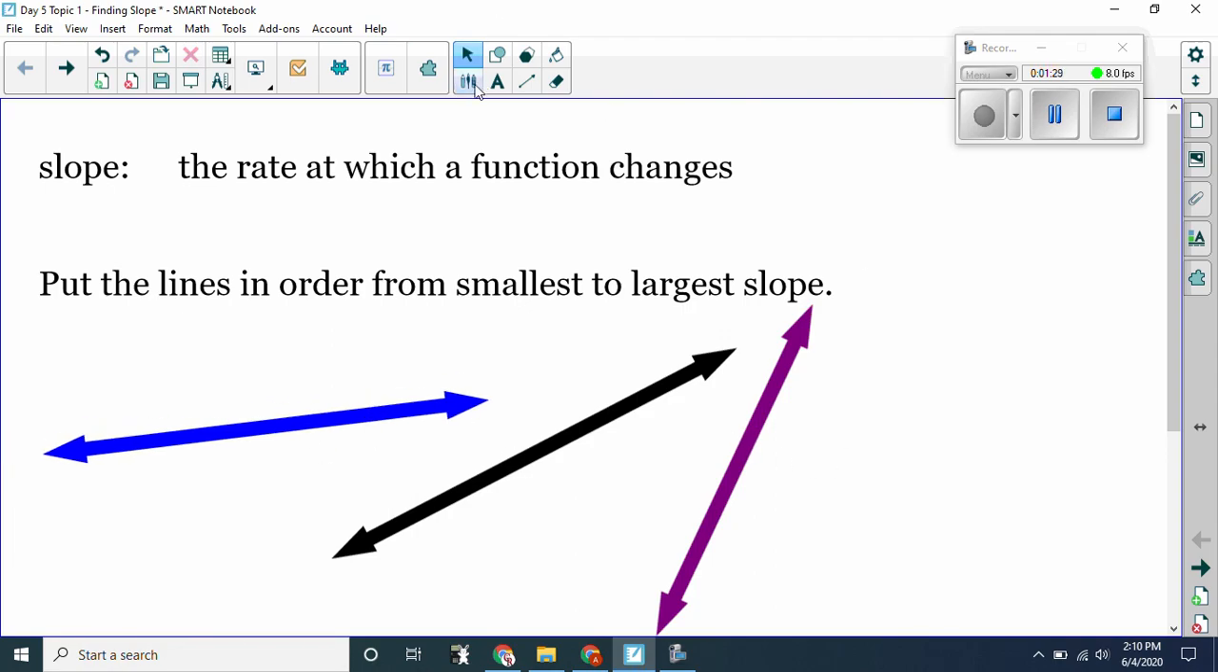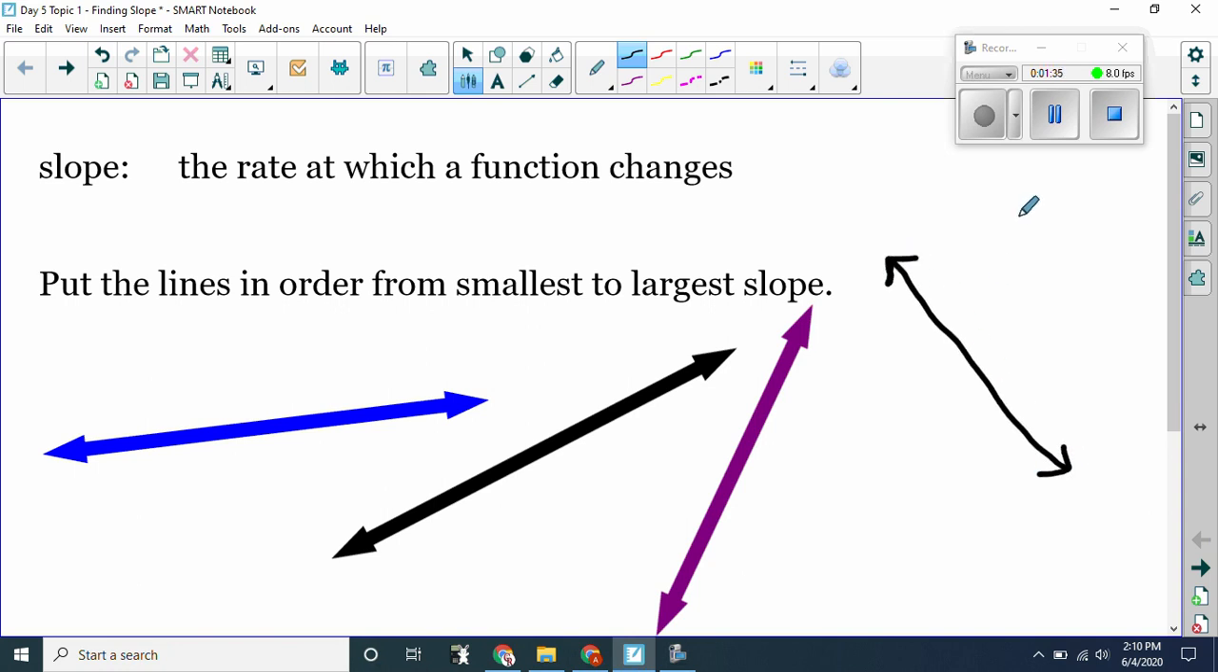If we do have a line that looks like this, so it's falling as it goes from left to right, this line would have a negative slope. Each of these, because they're getting bigger as we read them from left to right, all of those slopes are positive.